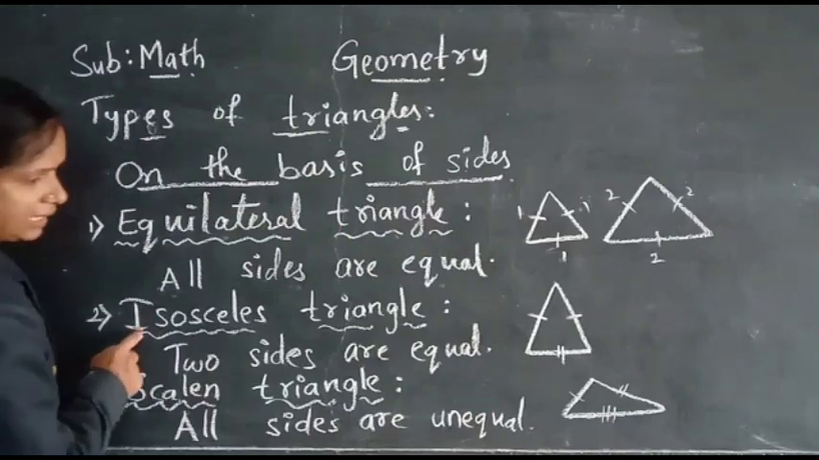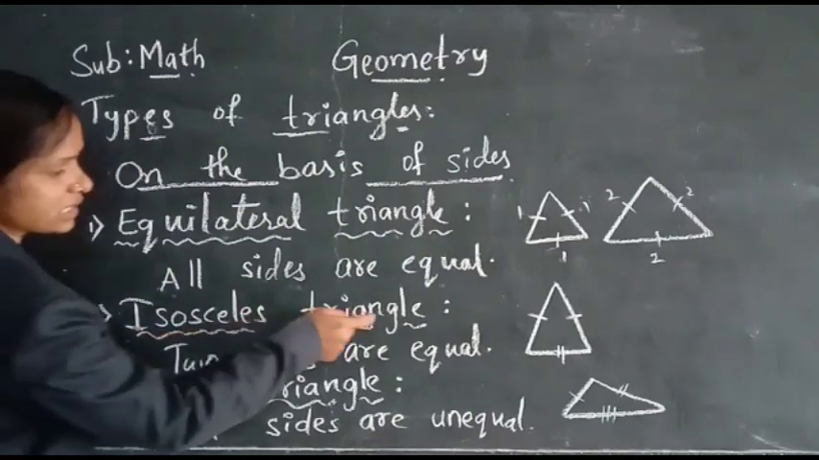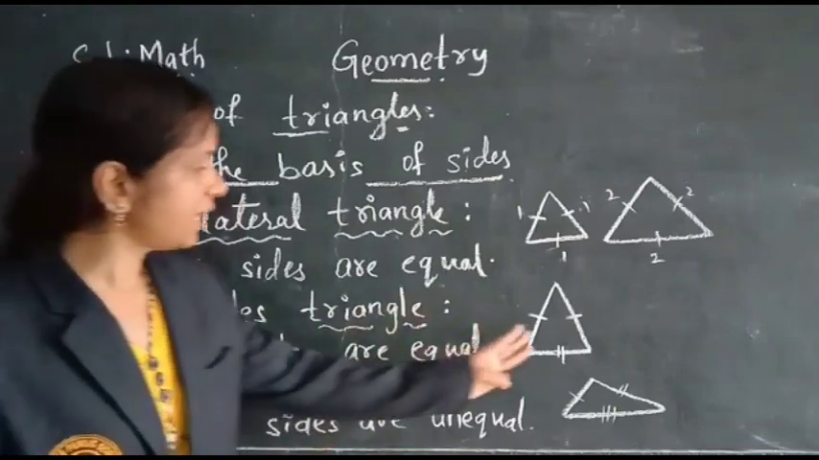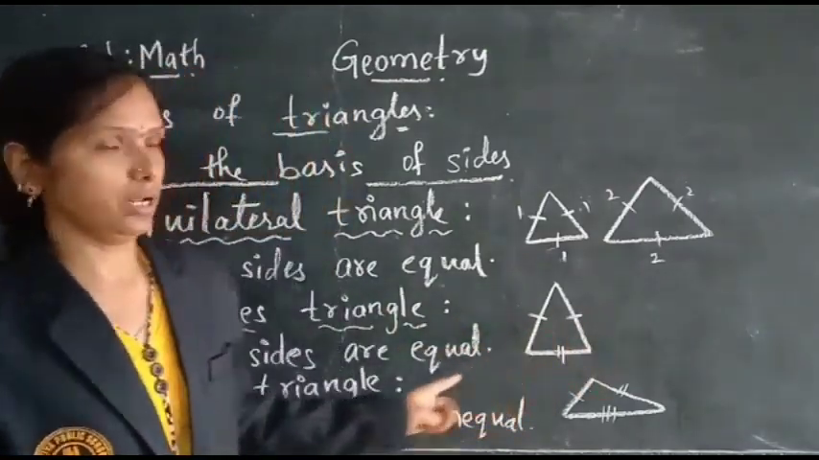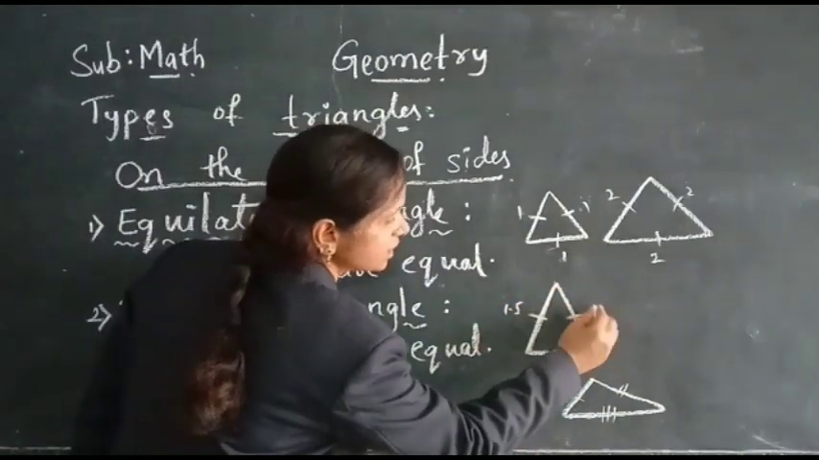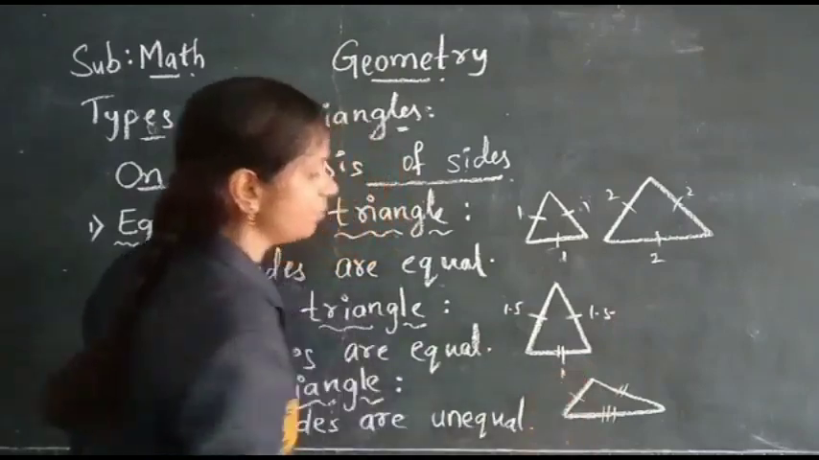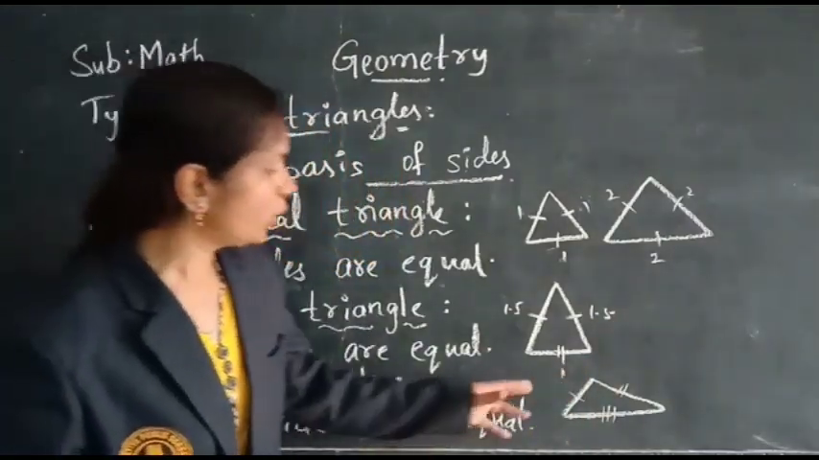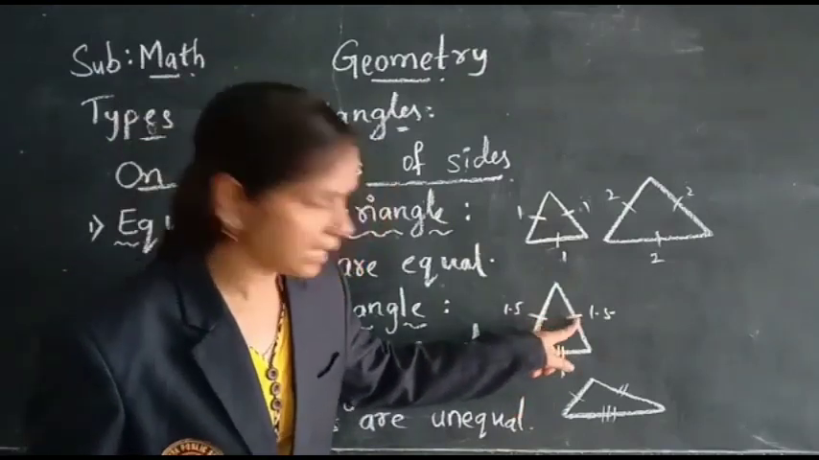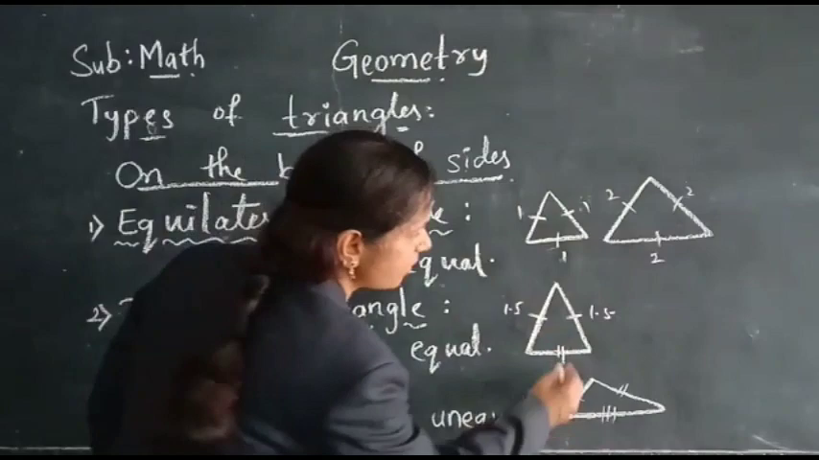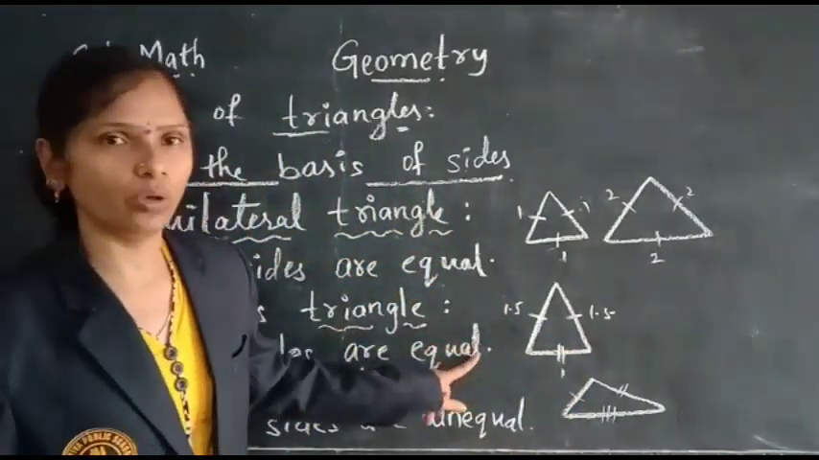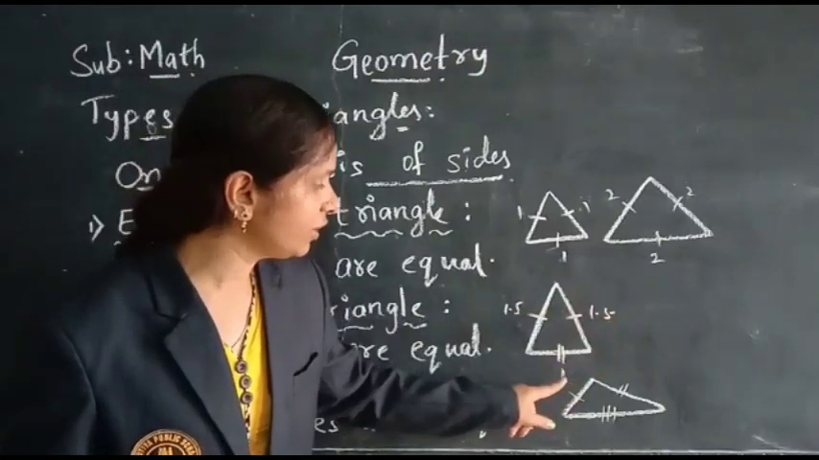Now the second one is the isosceles triangle. An isosceles triangle is one in which two sides are equal. That means in the three-sided figure, two sides are equal. See here, for example, if I take this side as 1.5 and this side also 1.5, and this one I am taking as different, for example 1. You can also see the symbol: I kept this symbol the same on the two equal sides, and marked the other as a different mark. That means two sides are equal. So here 1.5, here 1.5, and here 1.